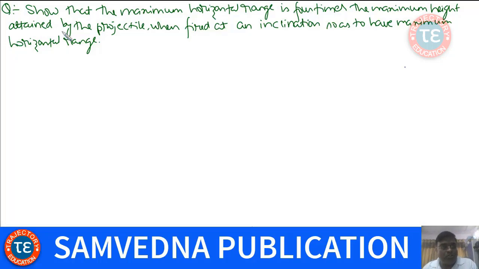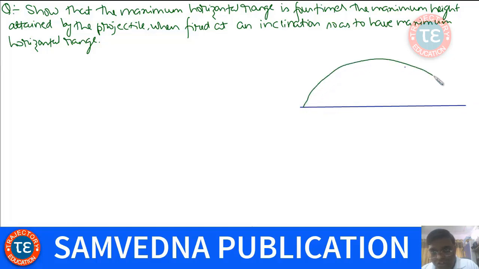See this question. Show that the maximum horizontal range is 4 times the maximum height attained by the projectile when fired at an inclination so as to have the maximum horizontal range. Say, let's take a projectile. So suppose this is the projectile. V0 is the velocity of projection and theta is the angle of projection.